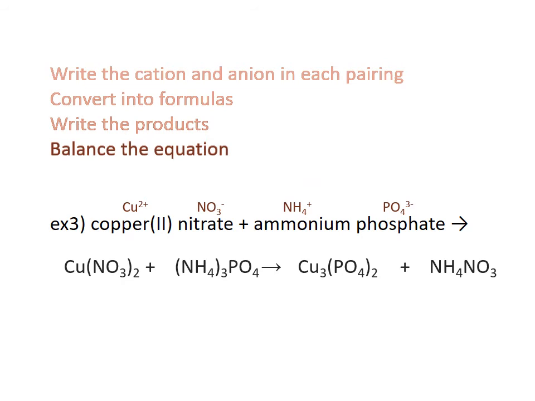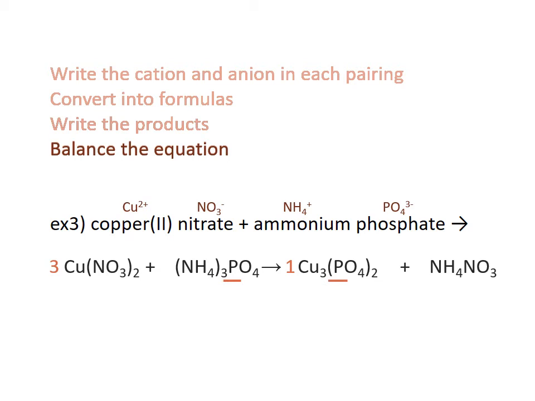Now, I have to balance the overall equation. I'm going to start by putting a 1 by the most complicated formula, and I would say that that is copper 2 phosphate. Now to start balancing, I'm going to start with the coppers. On the right-hand side, I have 3 coppers. That means I will need 3 coppers on the left-hand side, so I will place a 3 in front of the copper 2 nitrate.